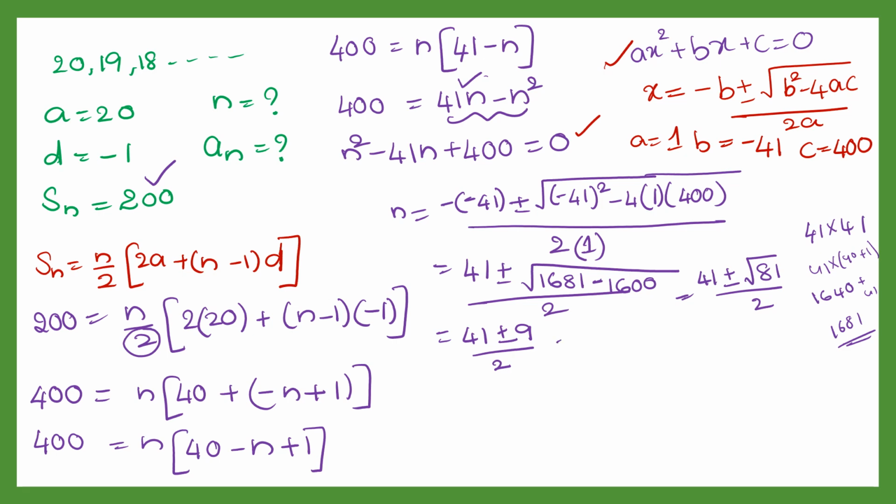So you get two values. What are they? 41 plus 9 by 2. The other one is 41 minus 9 by 2. That means 41 plus 9 is 50, 50 by 2 is 25. 41 minus 9, 32, 32 by 2, you get 16. We got two values of n. We got n is equal to 25. We got another value for n, that is n is equal to 16.